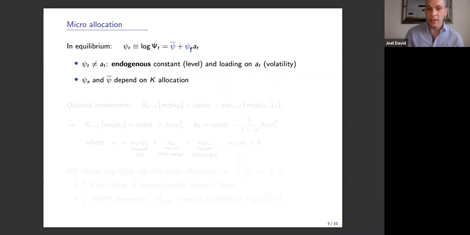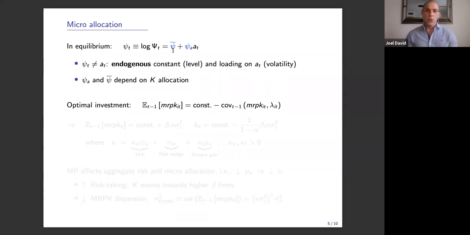And I'm going to show you in the next slide that both these terms, psi bar and psi A, depend on the allocation of capital at the micro level, so across all the heterogeneous firms. And so in order to characterize those terms, I first have to understand what the allocation looks like. So I'm going to do this in two steps.